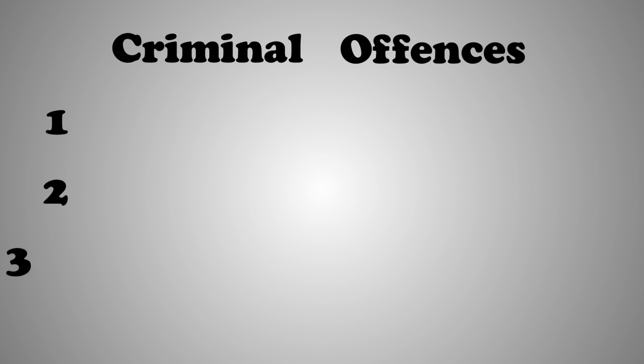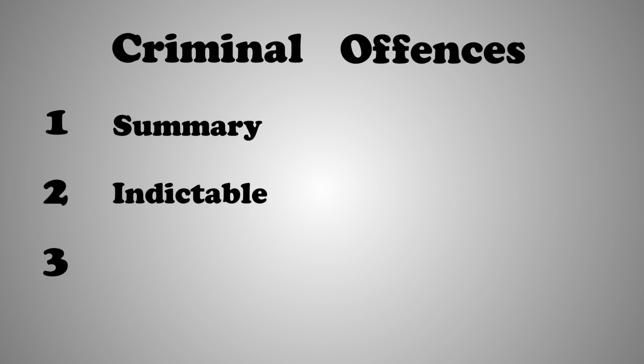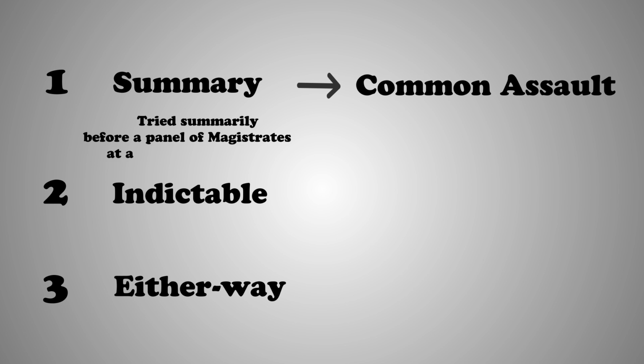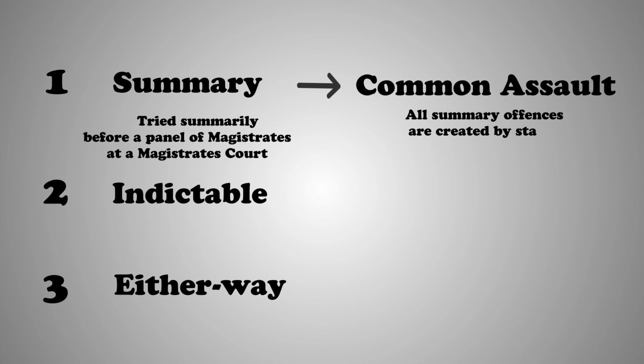In England and Wales, offences are categorized into three categories: summary offences, indictable-only offences, and either-way offences. Common assault is a summary offence. It would be tried summarily, that is, before a magistrate at a magistrates' court. All summary offences are created by statute, for which there is a maximum penalty.